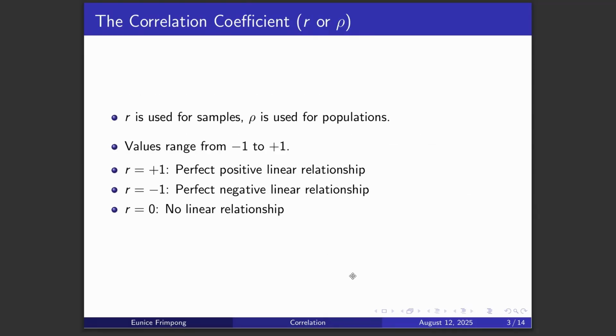So there is the variable called the correlation coefficient, which we'll use R or rho to denote. R is used for samples and rho is used for populations. Now, the value of the correlation coefficient usually ranges from -1 to +1. When R is equal to +1, we say that there exists a perfect positive linear relationship between the two variables. And when R is equal to -1, we conclude that there exists a perfect negative linear relationship between the two variables. When R is equal to 0, then there is no linear relationship.